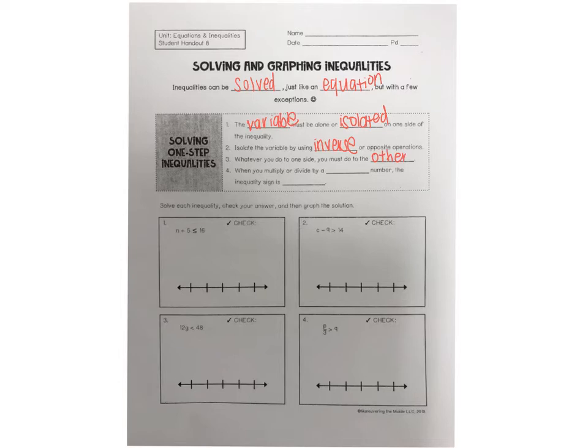This exception number 4 you can circle because it is the one that's important to know, but you're not going to be assessed on because we do not work with negative numbers until Unit 7. But if you were to multiply or divide by a negative number, the inequality sign is flipped. So that means if it was a greater than sign, after you multiply and divide both sides by a negative number, it's going to flip to a less than sign. We will not be assessed on that this year. Make that very clear. Okay?